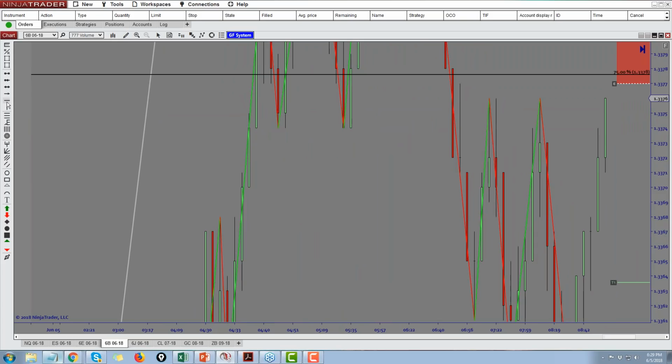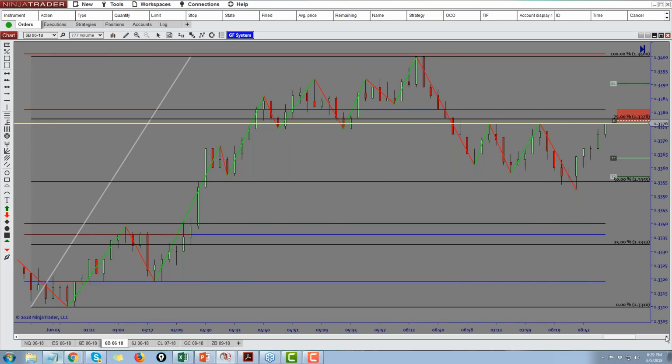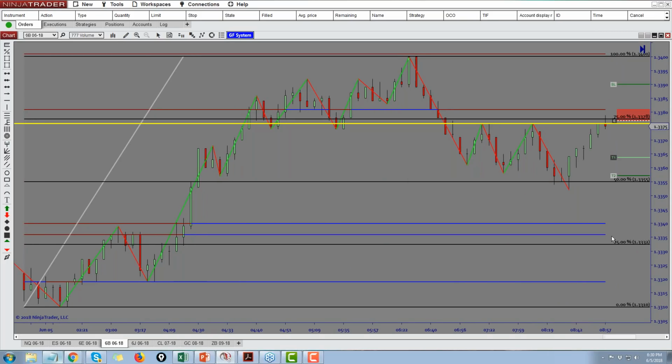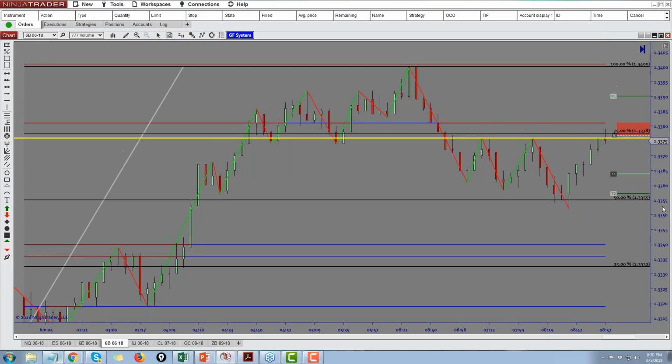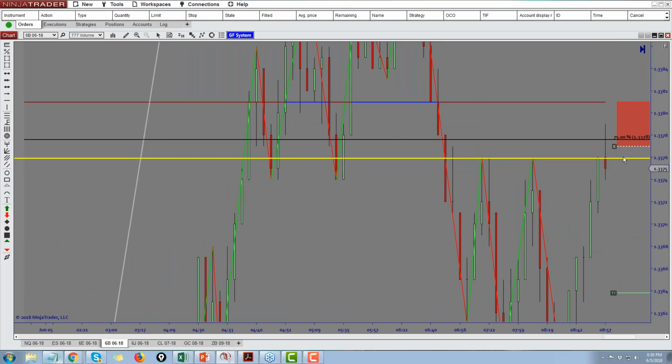Do you see how it closed above? In hindsight, it looks great, but by definition of everything we've done to cut risk on the other losing trades, you can't take that trade. You can't take it. Let's see if it closed above. Did it close above? Right there, close at. It did not close above.